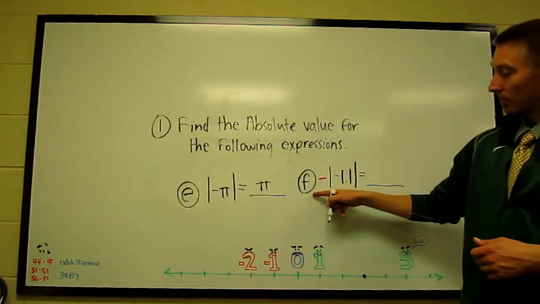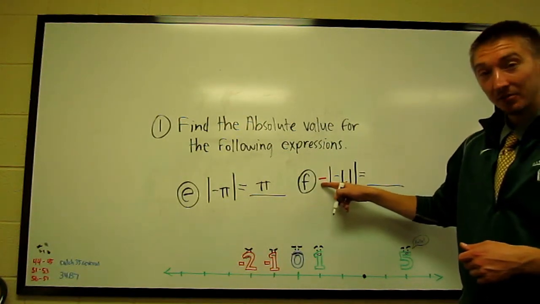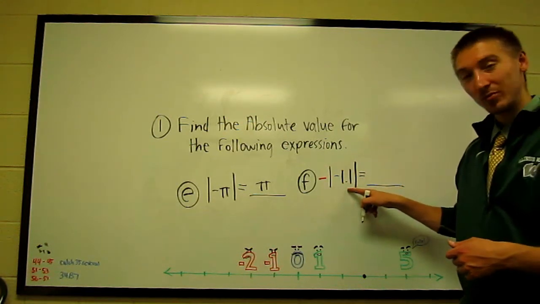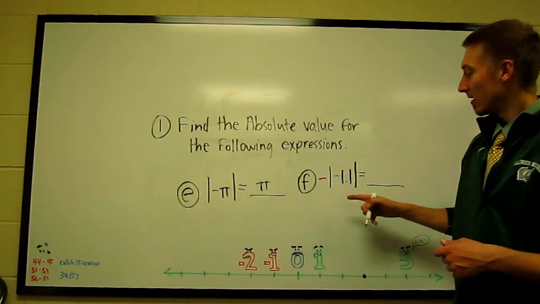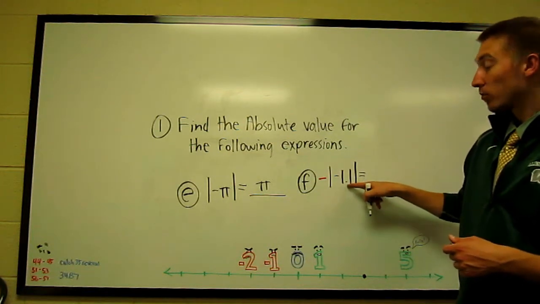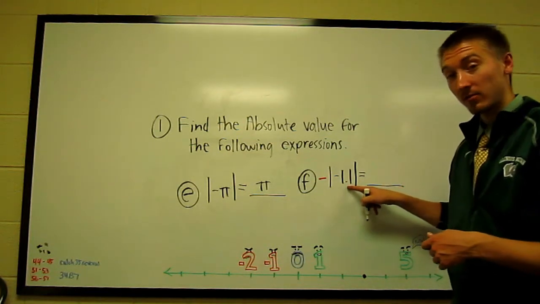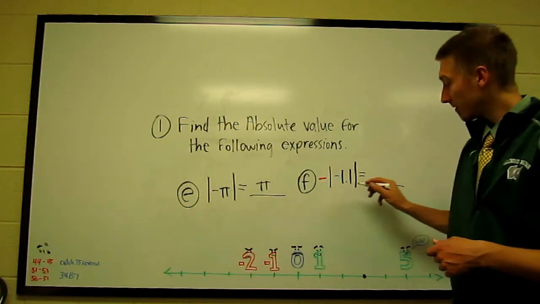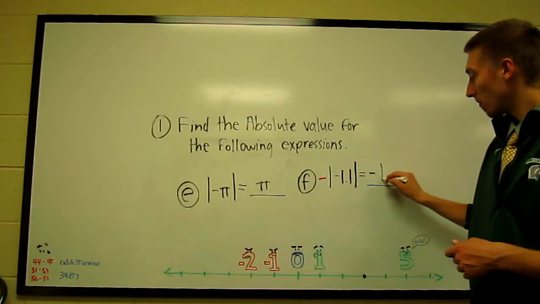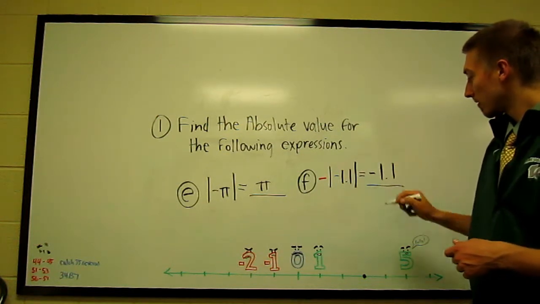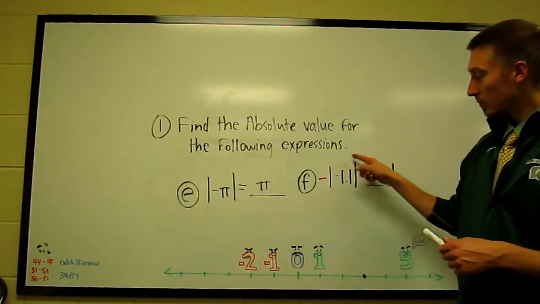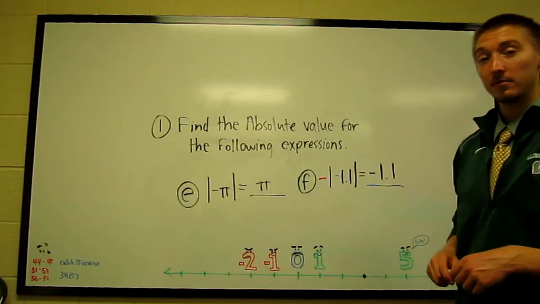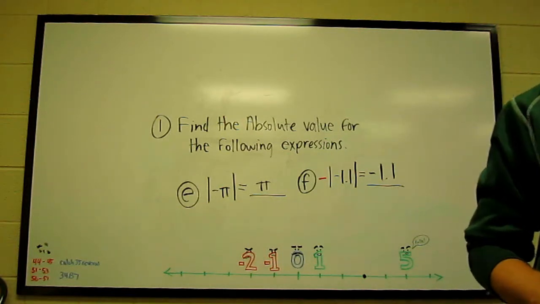Now, for F, we have the opposite of the absolute value of -1.1. Okay, and this one was kind of the tricky one out of the batch. So the absolute value of -1.1 is positive 1.1. But we had this negative sign out in front, so we're going to have -1.1. Okay? Even though this is positive, we had this negative sign in front. So that's why our answer is negative. Okay? So if you got those, great job.